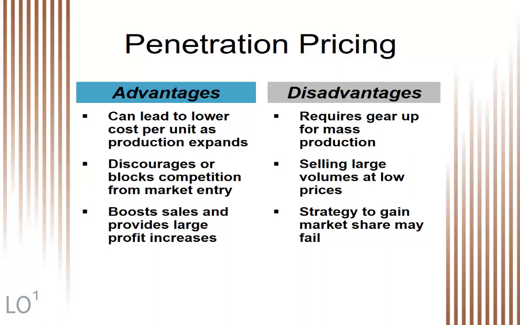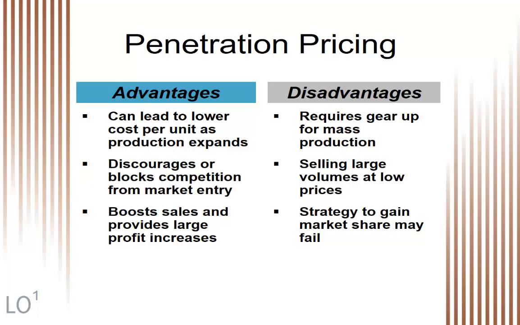First, it can lead to a lower cost per unit as production expands, thanks to economies of scale. Second, it discourages or blocks competition from market entry because they are charging the lower price. Third, it boosts sales and provides large profit increases. But the disadvantages include, first, the need to gear up for mass production. They have to have mass production in order to be successful.